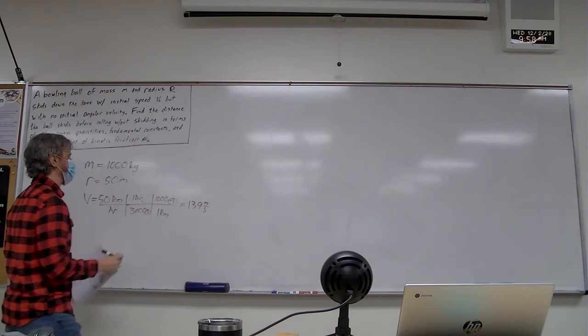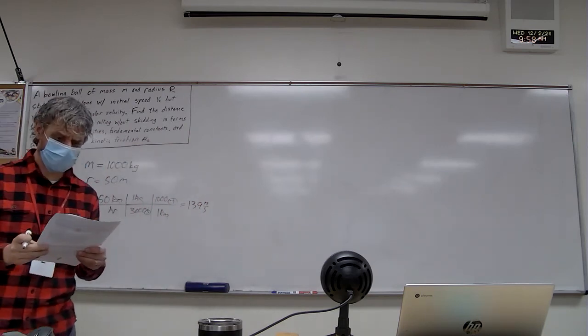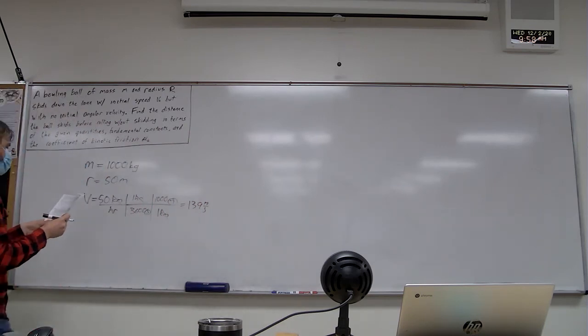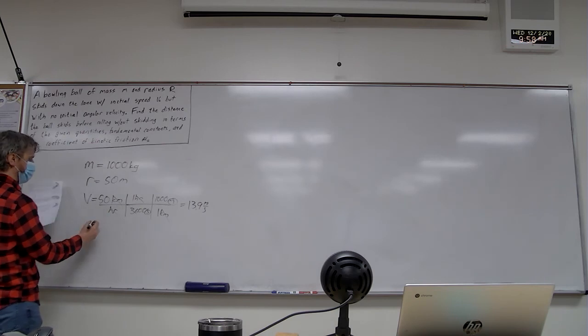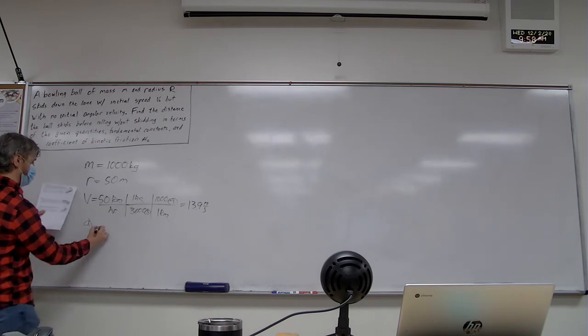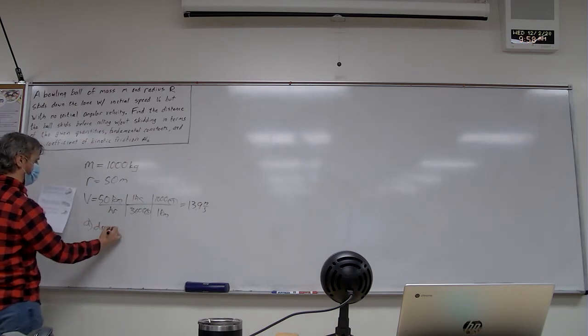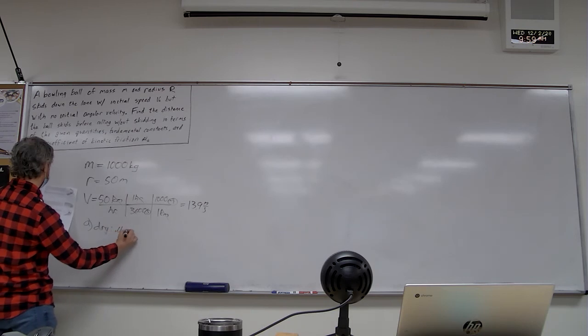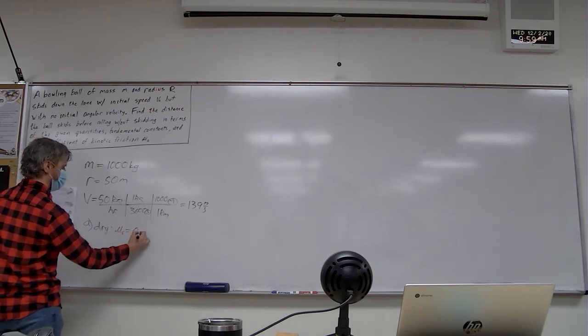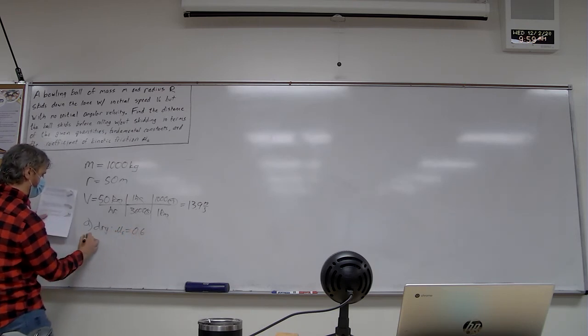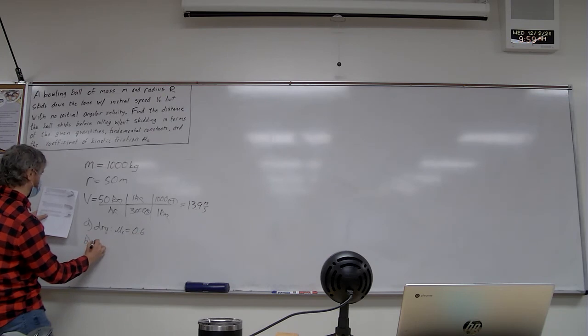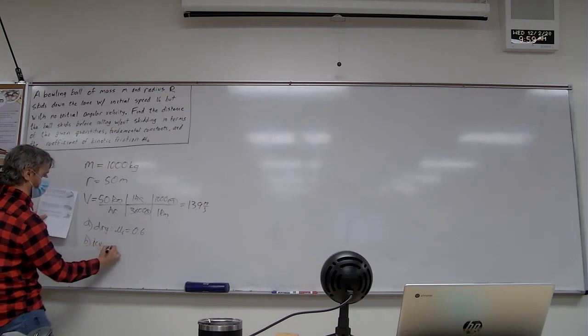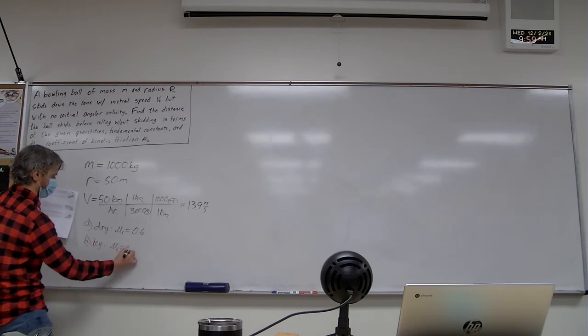So this is the speed that the car is going to round the curve at. And then the question says, will the car make the turn or will it skid if A, the asphalt is dry and the coefficient of static friction is 0.6, and B, if the pavement is icy and the coefficient of static friction is 0.25.